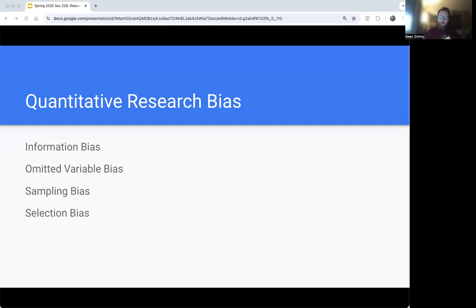Others can be non-purposeful, obviously, where it's just something you overlook in a study. That's why methods are so important. So, types of research bias. Number one, information bias. This occurs when key study variables are incorrectly measured or classified.